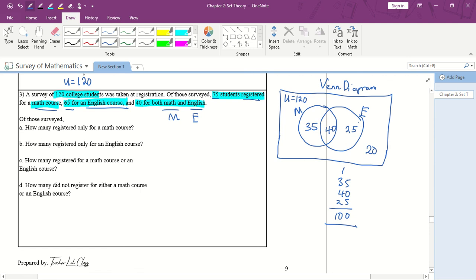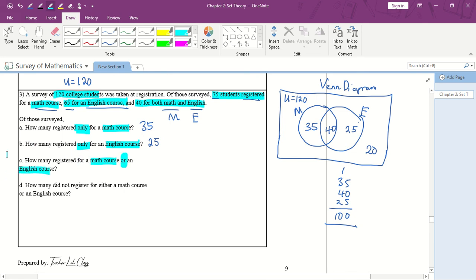How many register only, remember there's a keyword only, for a math course? If only for a math course, which means that this is the region here, which is 35. How many register only for an English course? Of course, the whole thing is the English course, and only means the region here, which is 25.